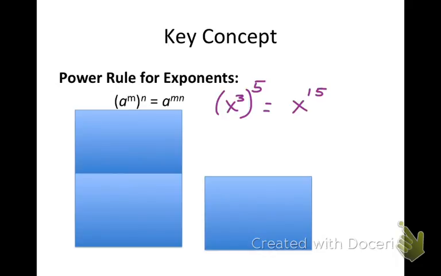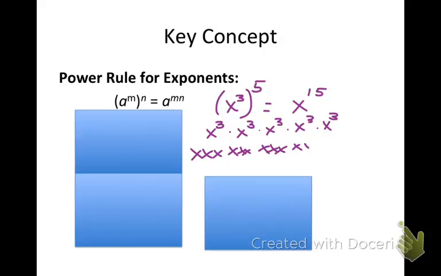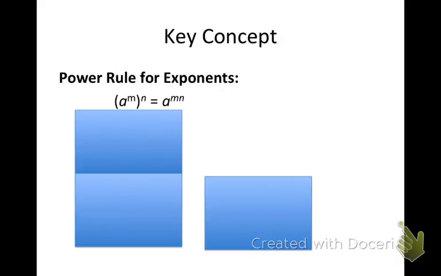Reason being, this fifth power is telling me that I'm taking 5 x to the thirds. Well, what does that look like? X to the third, x to the third, x to the third, x to the third, x to the third. How many x's are in each of those? 3, right? 1, 2, 3, 1, 2, 3, 1, 2, 3, 1, 2, 3. So how many x's do you have in total? 15. So that's why it's a multiplying. So instead of writing out all the x's, that's the shortcut.